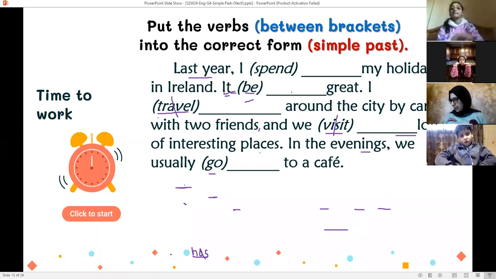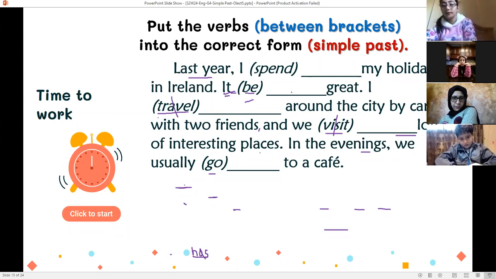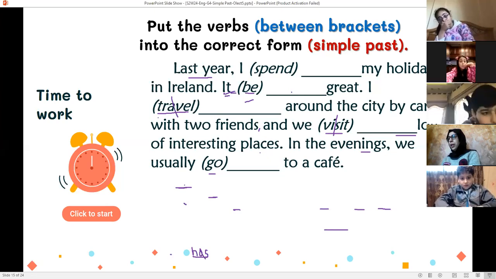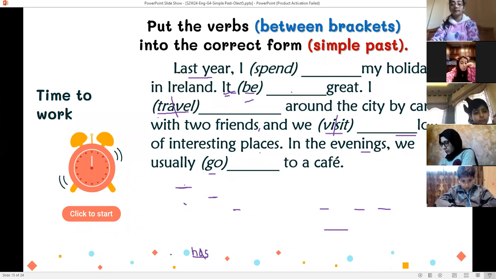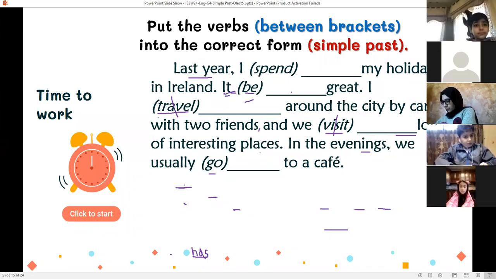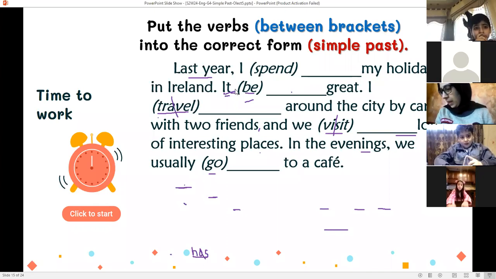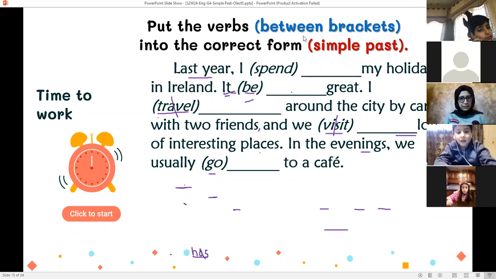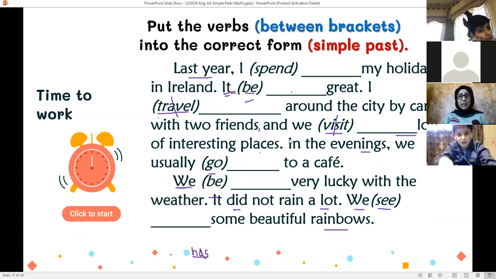Yes, teacher. Start. Last year I spent means. Yeah, you should put it in past. How do you write it in past? Spent. Okay, let me move on to Ali Basma. Stay with me, Zahra. You can do the second one, okay? Ali Basma, you can do yourself. Yalla, last year I spent my holiday. With the ED?